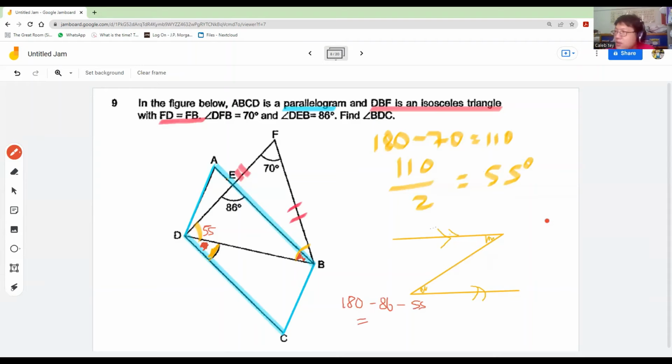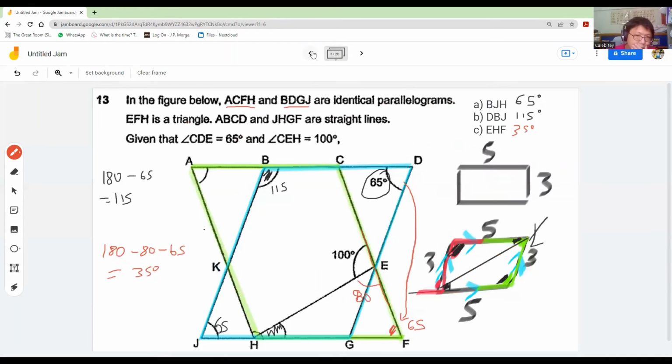That will give us 39. So this is 39. And for the Z shape, this final answer will be 39. Okay, so the answer is 39. So actually, with these two questions combined together, we would have already made use of every single property you will need for understanding how to use a parallelogram.